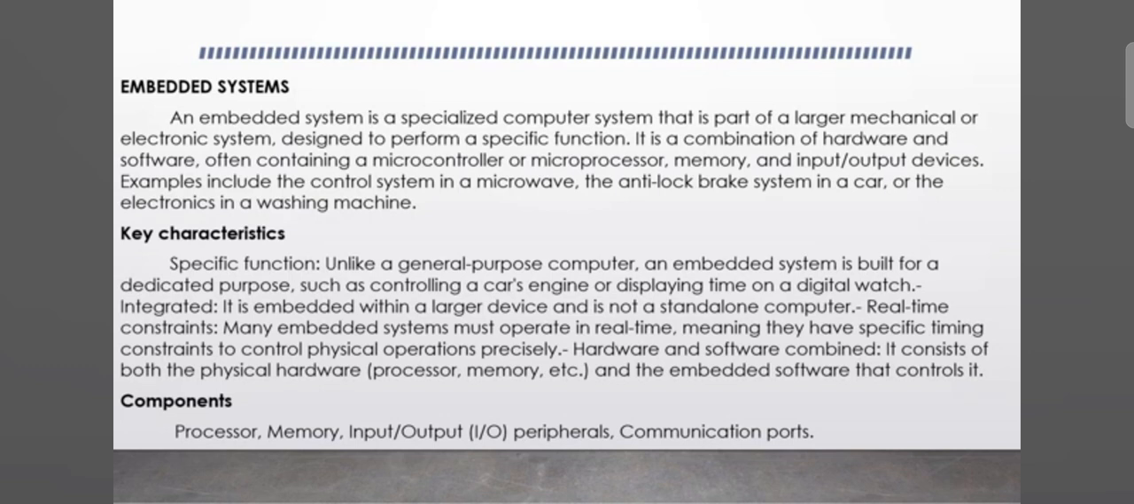Real time constraints. Many embedded systems must operate in real time, meaning they have specific timing constraints to control physical operations precisely. Hardware and software combined. It consists of both the physical hardware, processor or memory, etc., and the embedded software that controls it. Now coming to components, we have processor, memory, input output peripherals, and communication ports.